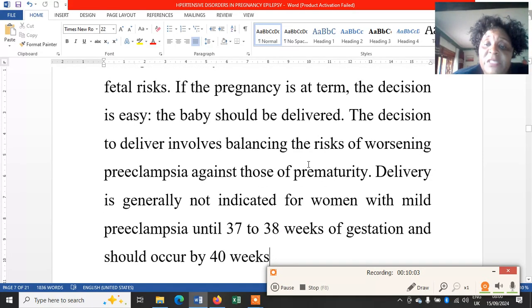Or if this baby is term, that is past 37 to 38 weeks, we shall induce labor if there is no obstetric indication against vaginal delivery. We shall induce the mother and then have the baby.